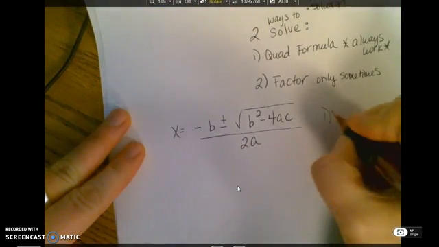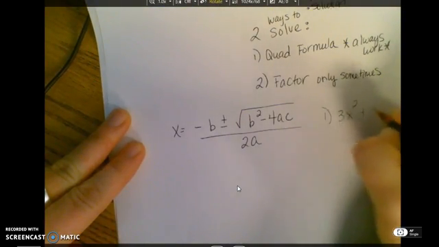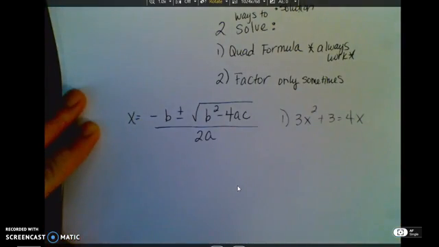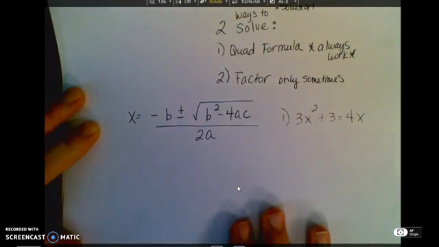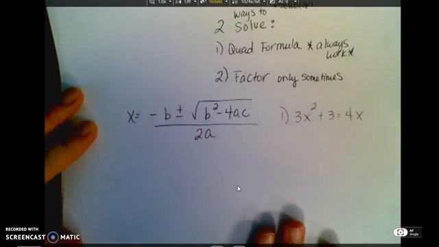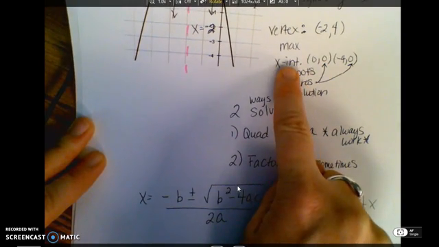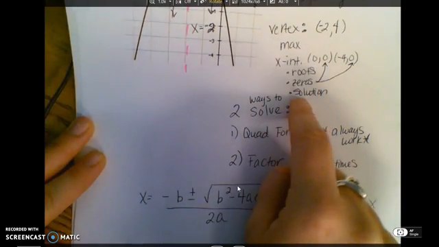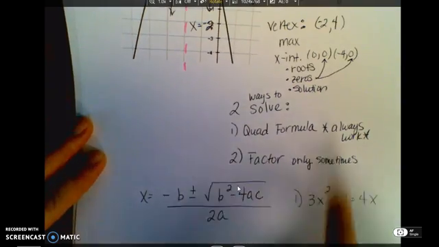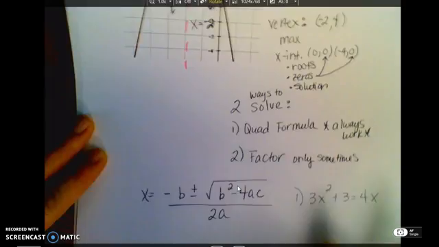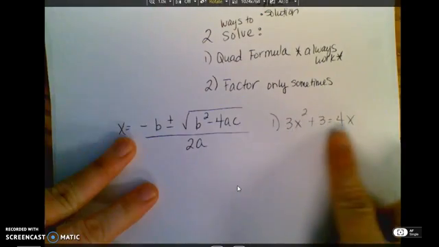Given this first equation, 3x squared plus 3 equals 4x. So we're going to do that example first. Now they're asking me to solve the quadratic. Solving means get the zeros, the roots, the x-intercepts. You need to know those vocabulary words. Notice when I have x-intercepts, y was 0 every time. That means that I need to make y 0.